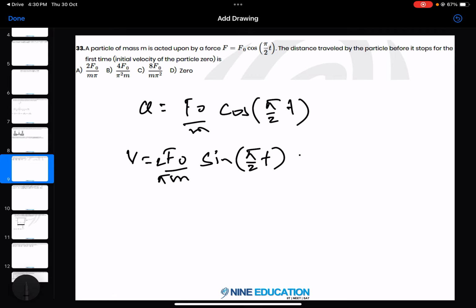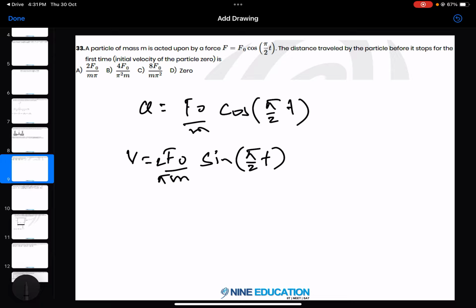Now what will be the limits? 0 to t, and limits of velocity will be 0 to v. Initial velocity is 0. When you substitute 0, the sine function will give you 0. So this function will simply be v equal to 2f naught by m sine pi by 2t.